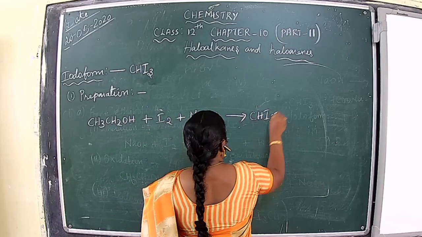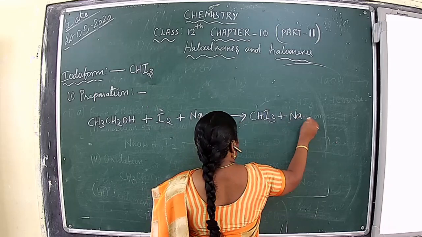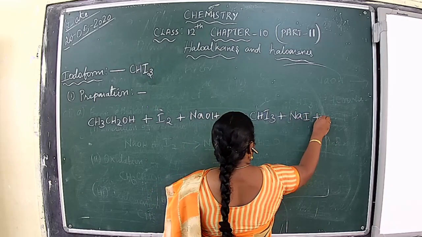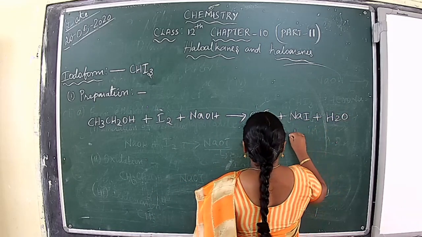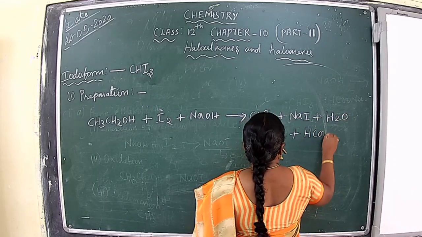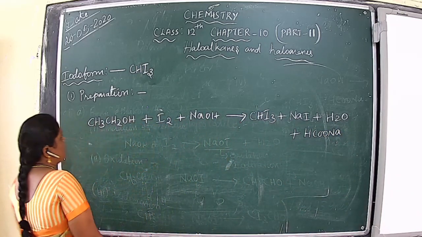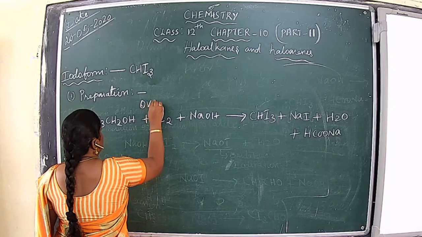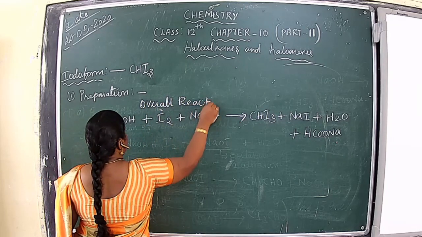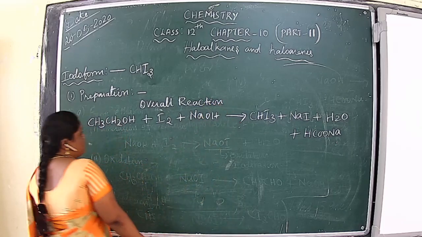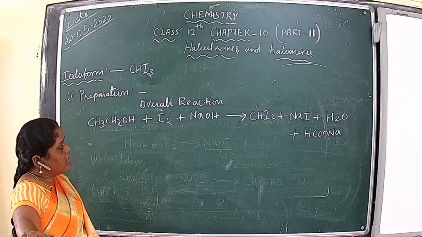CHI3 plus NaI plus H2O plus HCOONa. Overall reaction. We can write it like that, or stepwise also. If you write it stepwise, we will not make mistakes.